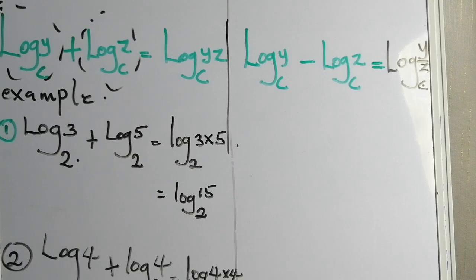All you just need to have is that when you have log y to base c minus log z to base c, just pick one base, which is log c. I intentionally use log into base c so that you can understand very well. So at the end of the day, the values will be divided for the subtraction law. So that will be log y over z to base c.